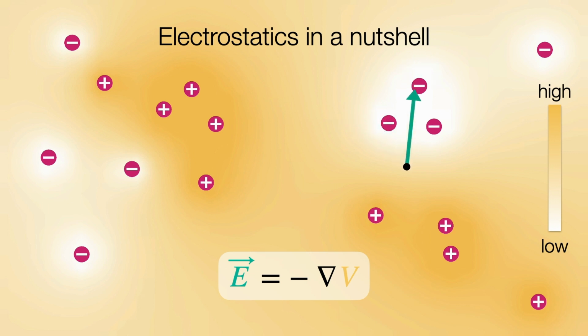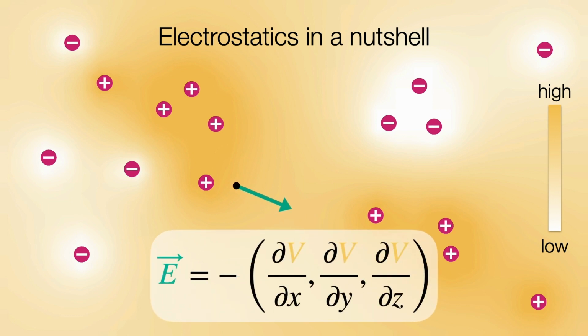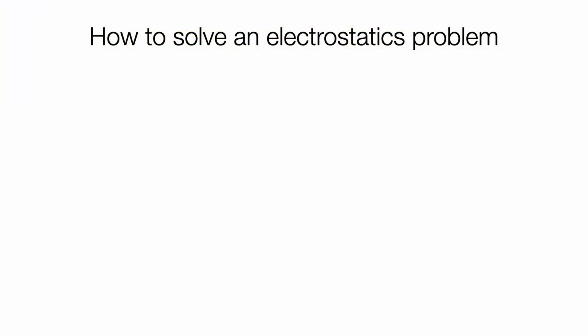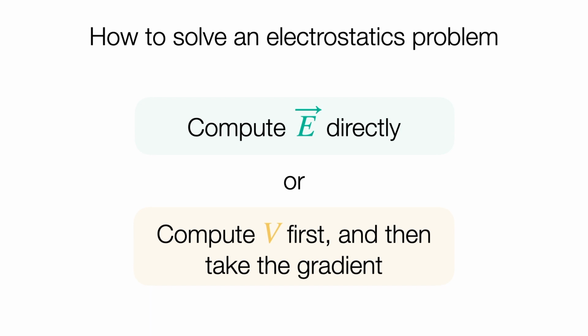In Cartesian coordinates, for example, that means that the components of E are just the partial derivatives of the potential along each axis direction. The reason we care about the potential in the first place is that unlike the electric field, where you have three functions to calculate, the potential is only one. And in real-life situations, it's often more convenient to compute the potential first, and then just take the gradient if you want the electric field. So that's all we need as background, and now comes our problem.